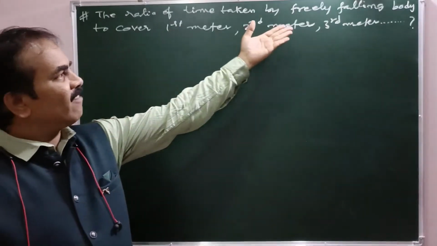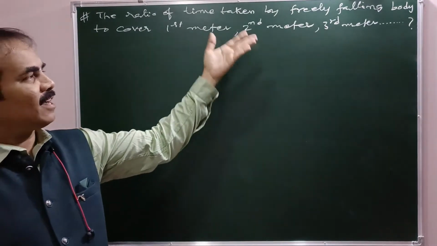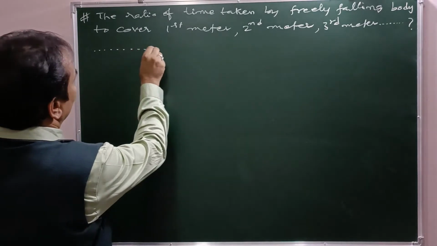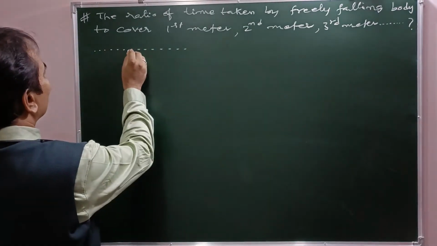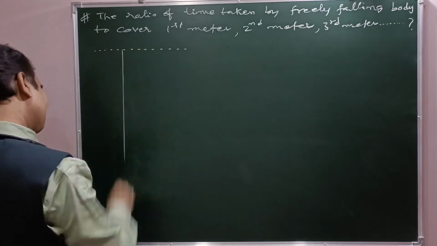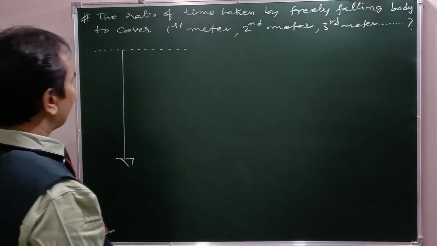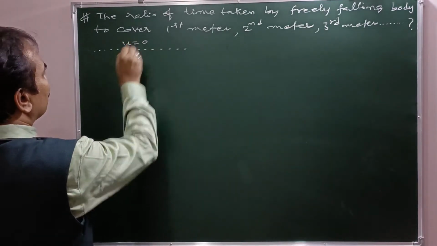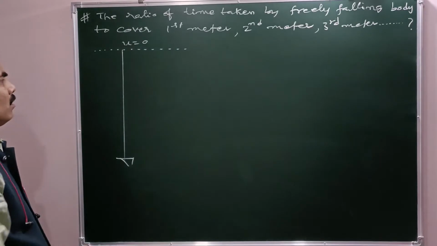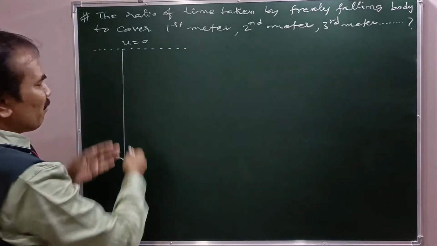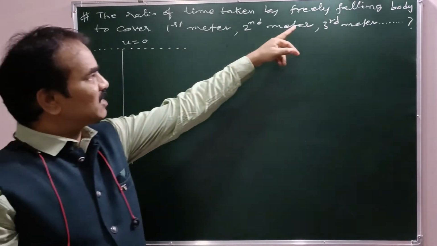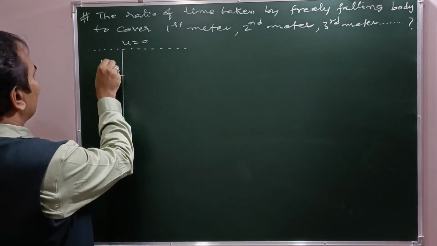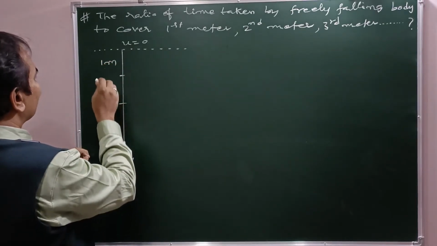Here, the ratio of time taken by a freely falling body to cover the first meter, second meter and third meter, etc. Alright? See, this is the reference line from which one body is dropped. So this is the path followed by the freely falling body. As it is a freely falling body, u becomes 0. Now the total path is divided into equal segments: first meter, second meter, like that. See, this is the first meter. This is the second meter.